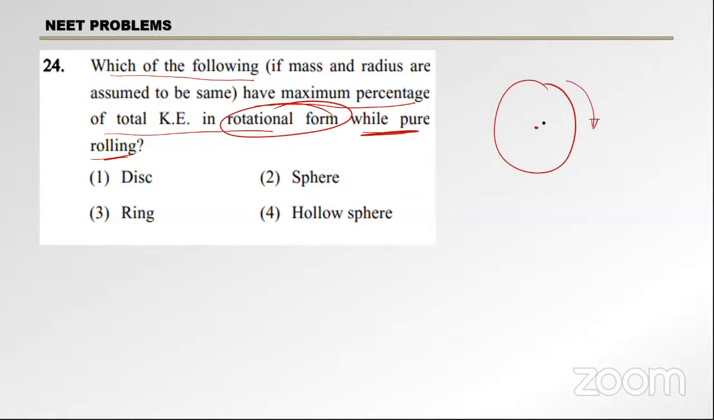जितना घूम रहा है उतना चल रहा है. Okay, how much it is rotating, it is moving that much. That is v equals omega r. This is the condition for pure rolling.